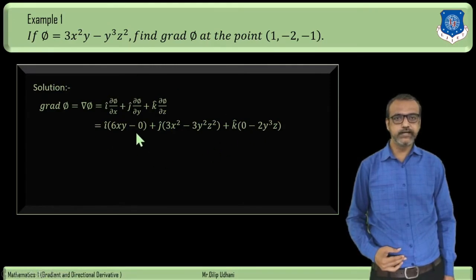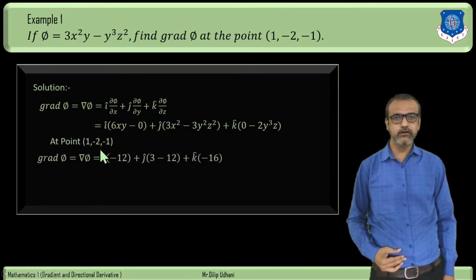So this is grad phi, but we have to find grad phi at point (1, -2, -1). So in this function we will replace x by 1, y by minus 2 and z by minus 1. So at point (1, -2, -1), grad phi equals nabla phi equals i cap. 6 will be as it is, replacing x by 1 and y by minus 2 and simplifying the result, that will be minus 12.